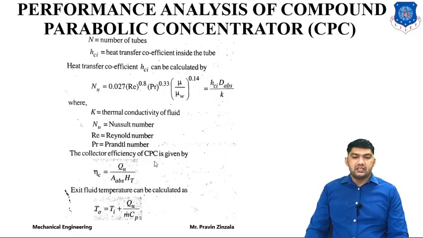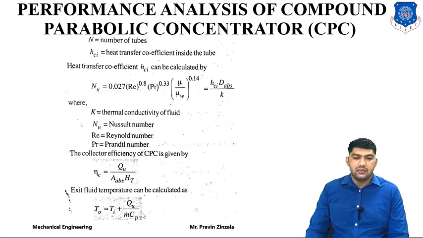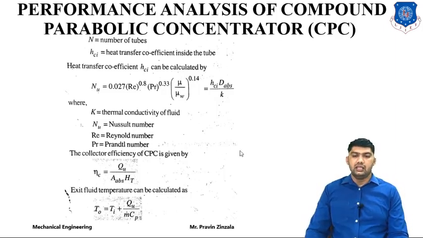Collector efficiency is equal to output by input, where output is the heat absorbed by the collector, divided by the absorber area times the total radiation. So this is the efficiency of the CPC, compound parabolic concentrator, collector. We can also calculate the exit fluid temperature. Outlet temperature is equal to inlet temperature plus QU divided by MCP, which is mass flow rate into specific heat.